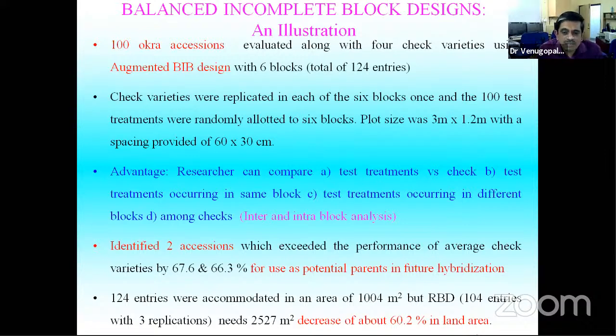So next, when he is taking observations, he will identify promising accessions out of these 100, which will perform better than the average of check varieties. So by using this, the breeder has identified 2 accessions. Then in the next generation, the 2 accessions with the 6 varieties, he has used the RBD, and with the solution, he has proceeded successfully in the hybridization program. So the advantage of this augmented block design is that it has decreased about 60.2% of the land area. In that paper, it is very clearly mentioned.